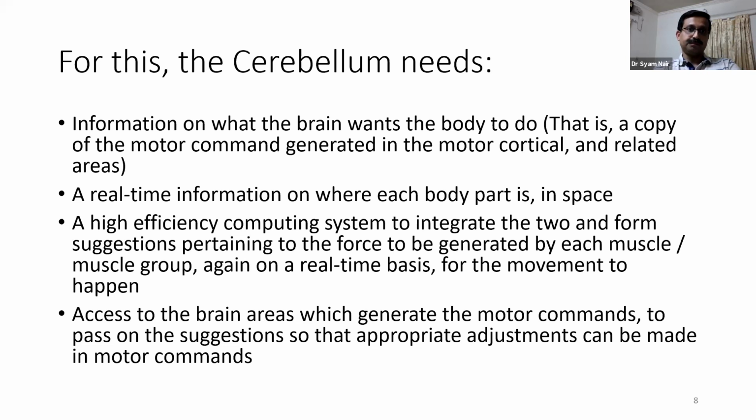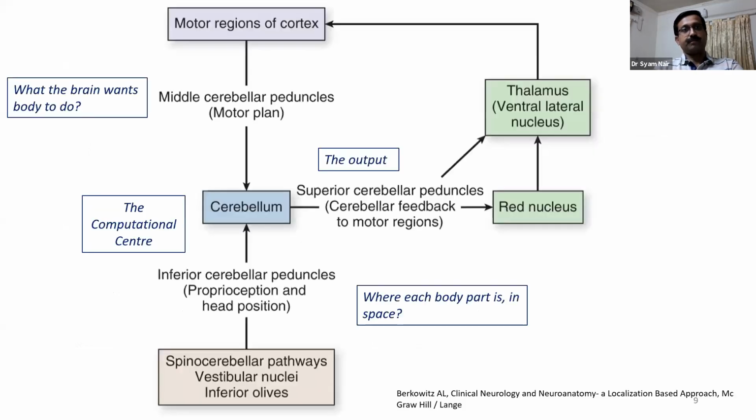from the cerebral cortex. And finally, after the integration of all these, when the cerebellum generates suggestions, it should have access to the areas of the motor cortex which generate motor commands. So this picture demonstrates that the cerebellum has all these skills, or has access to all the information, which we discussed. So from the cerebral cortex through the middle cerebellar peduncles, information on what the brain wants the body to do reaches the cerebellum.